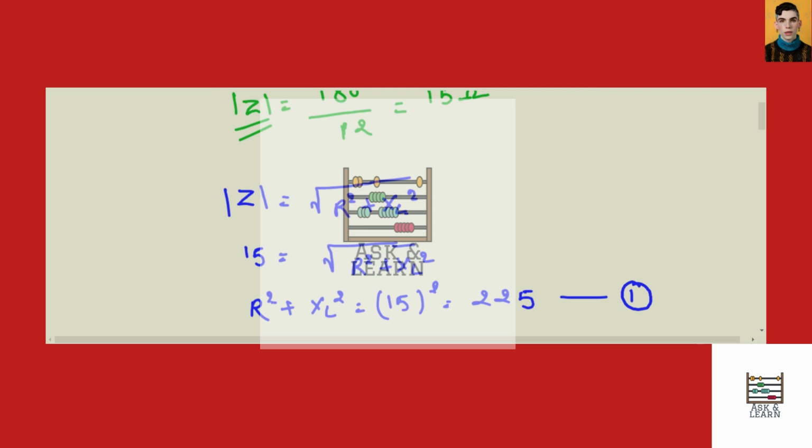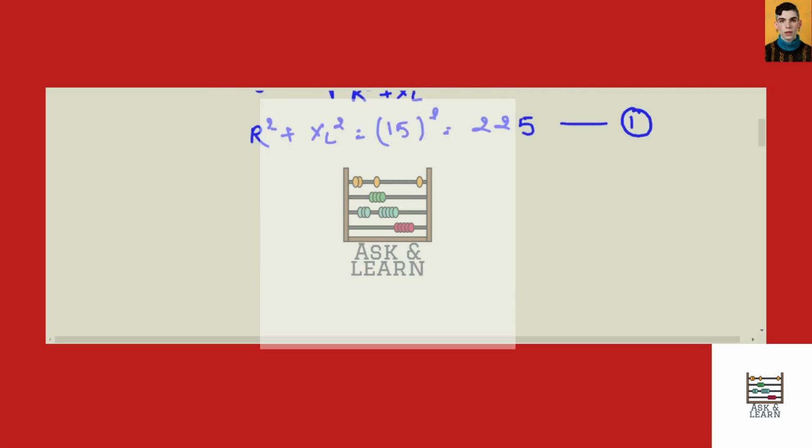Okay then. So now if you look at over here, we have two variables, R and XL, and we have only one equation. So we need to find another equation. So we have one more point: tan phi is equal to XL by R, right? You should keep in your mind, tan phi is equal to XL by R, where phi is the phase difference.